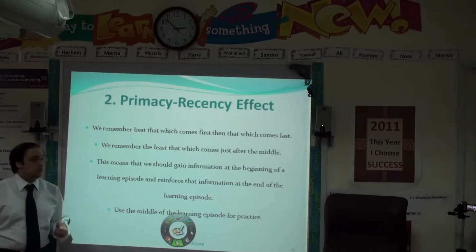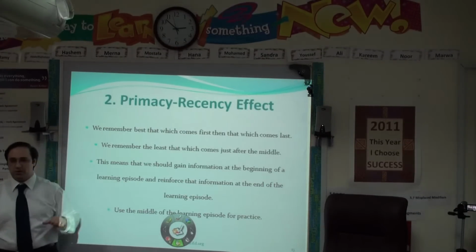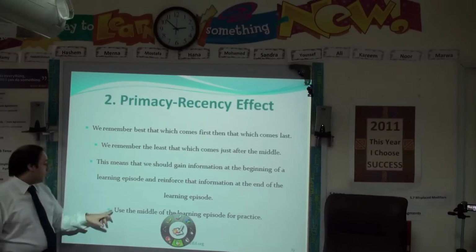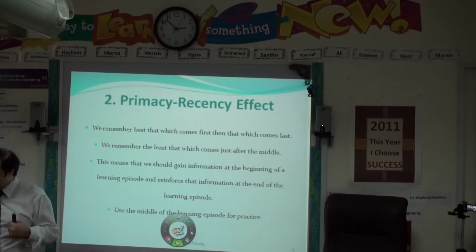This means that we should gain information at the beginning of the learning episode and reinforce that information at the end of the learning episode, which is called a summary. Use the middle of the learning episode for practice, where you don't need to learn anything new.